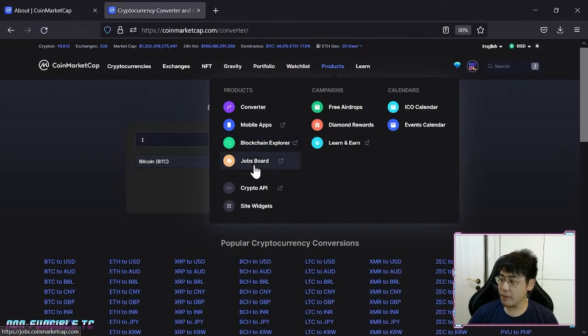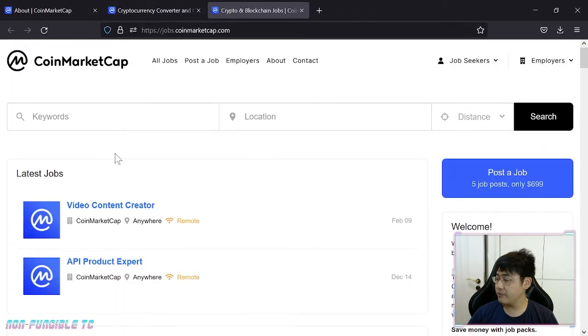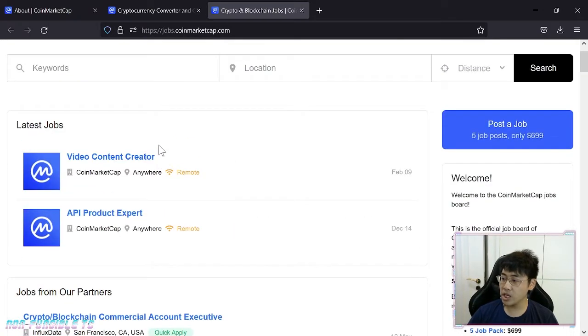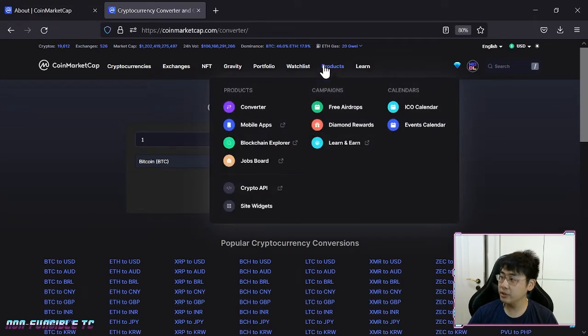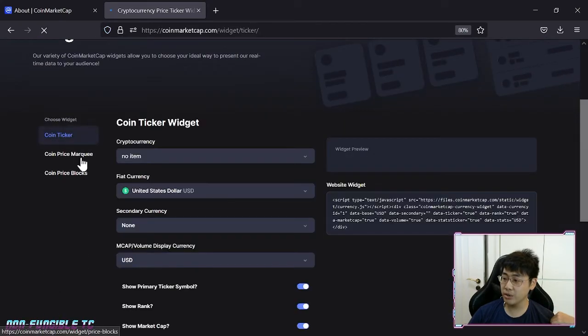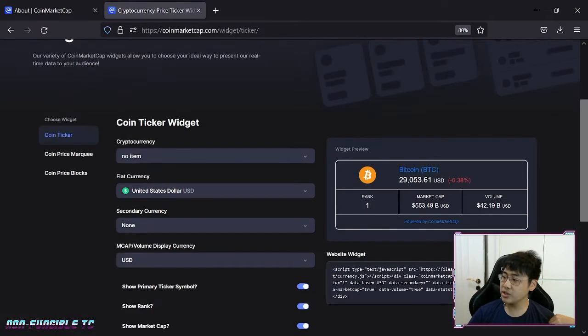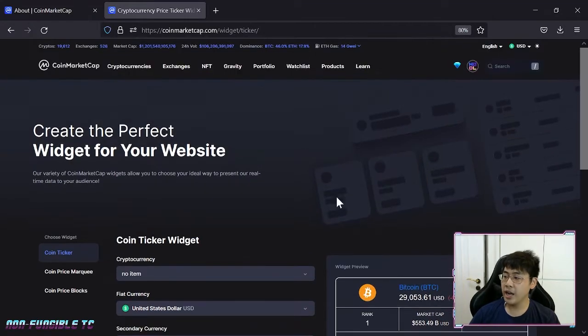And then you have job boards, which you could actually apply for jobs at CoinMarketCap or other partners. So if you're interested in finding crypto jobs, you could do that here. And then they have crypto API. If you're more tech and stuff, if you want to download this site widget, like you have a website, you want to create different types of widgets, you can actually generate a code and then paste it in your website source code in order to share it.